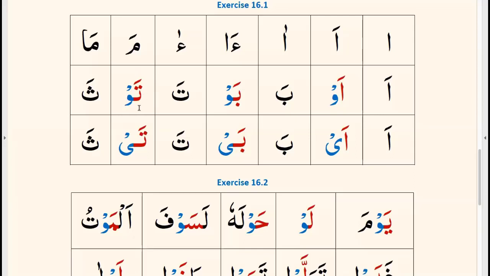Okay, so this example, could you read this for me, please? Tau. Very nice. So you did recognize the waolin, and you did prolong the tau for 2 seconds. And this part. Sa. Tha. Very nice. Remember, with this tha, you touch your tongue with your upper teeth to read it very softly. Tha. Sa. That was a lot better. Keep practicing. Well done.